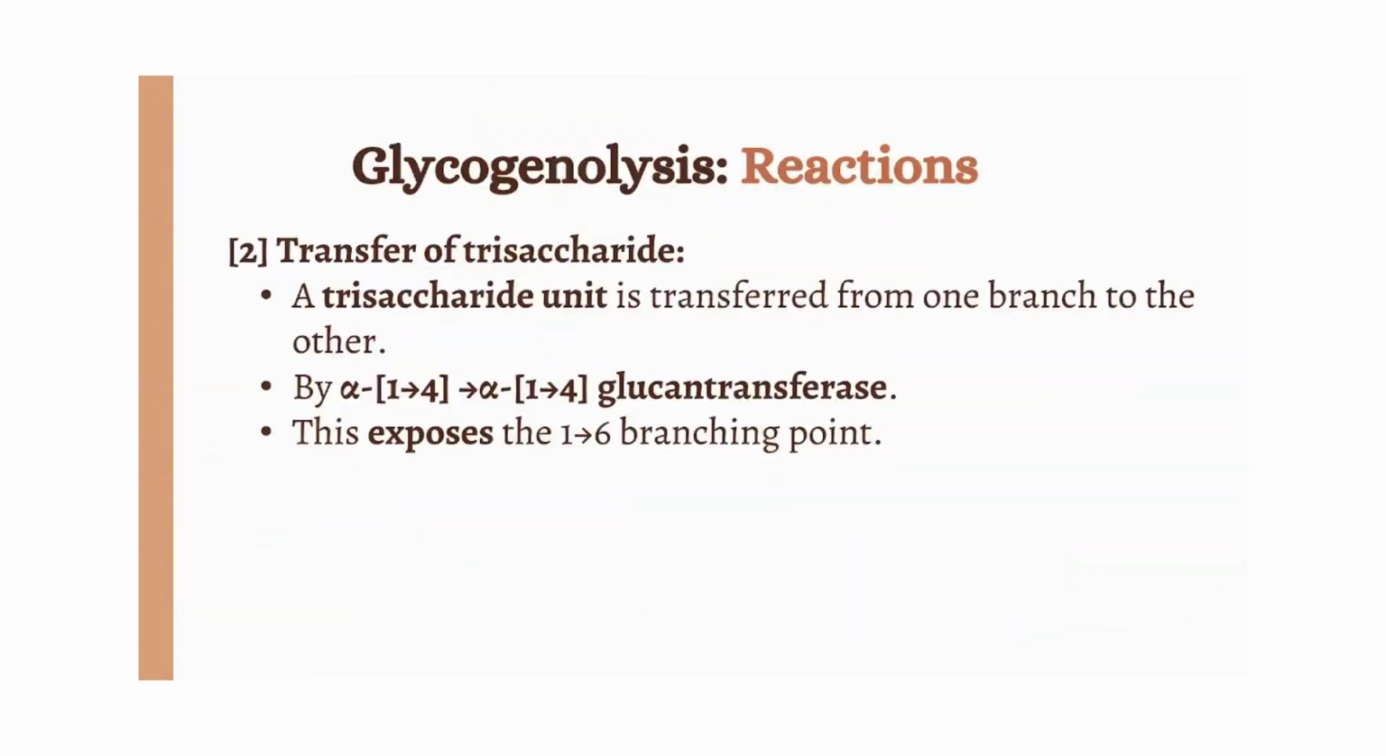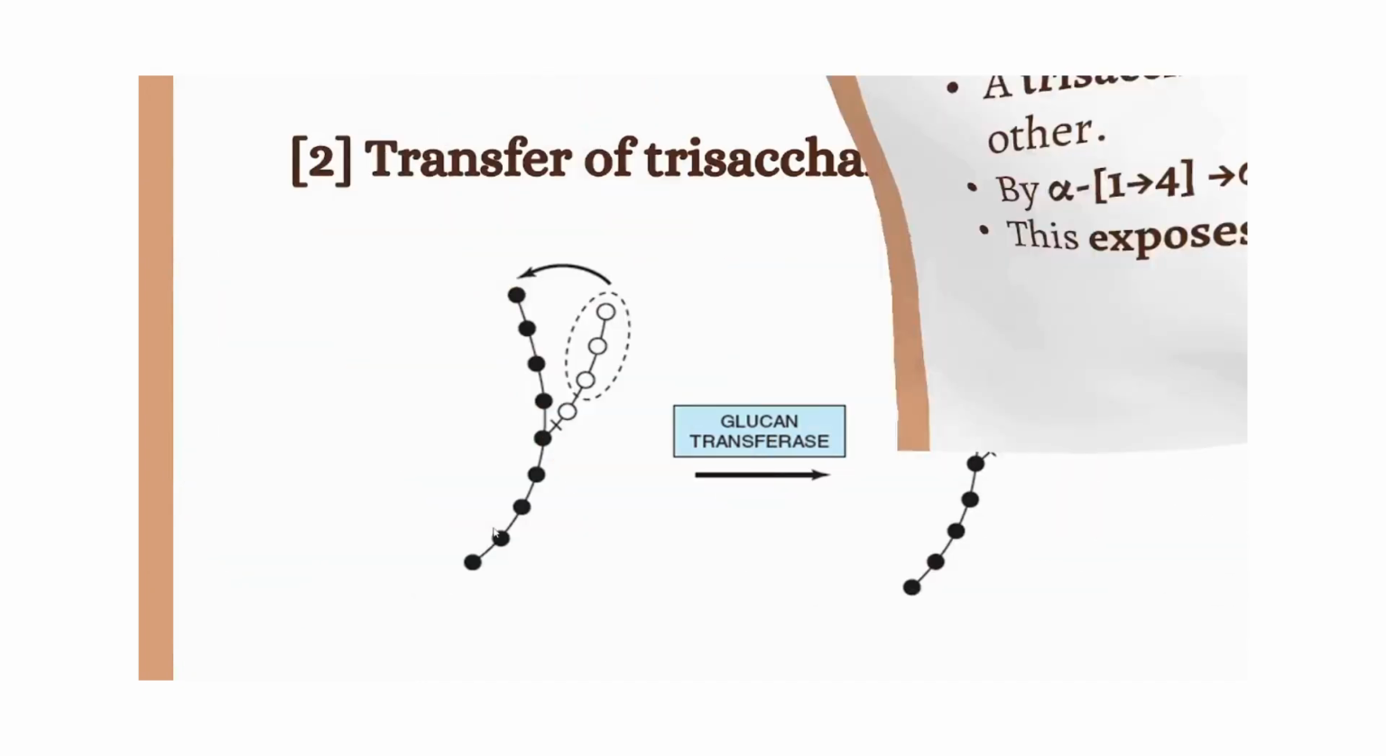The second reaction of glycogenolysis is transfer of a trisaccharide. We said the glycogen phosphorylase has stopped acting at 4 residues away from the branching point. From these 4 residues, a trisaccharide, that is 3 connected glucose units, will be transferred from one branch to another by alpha 1 to 4 glucan transferase, and this will expose the branching point.